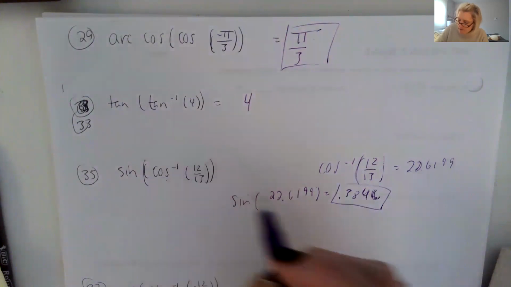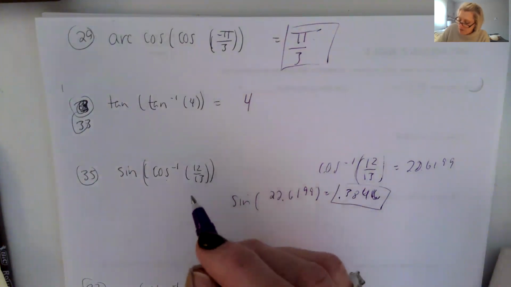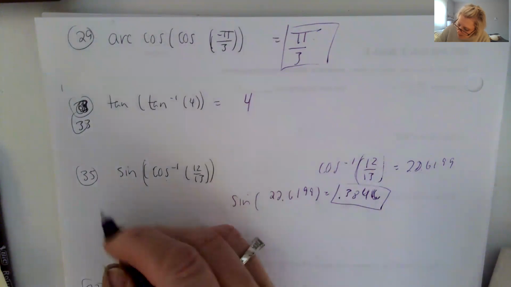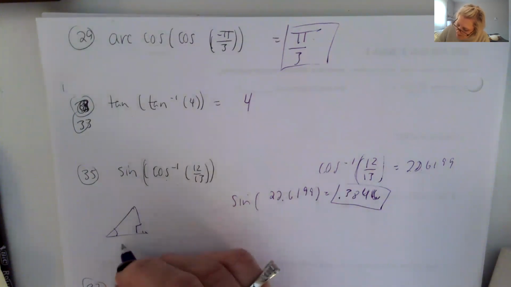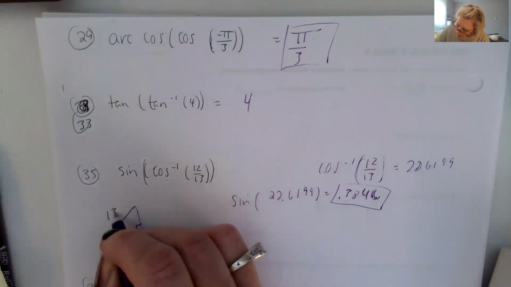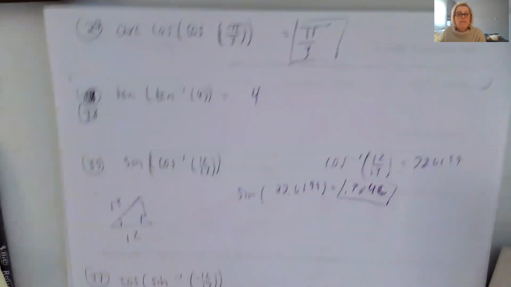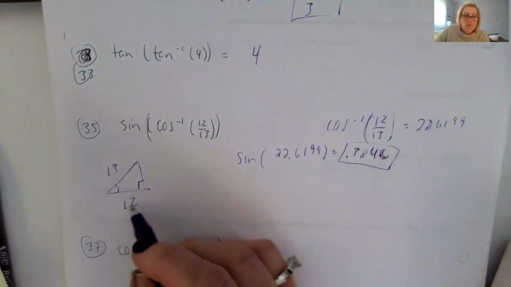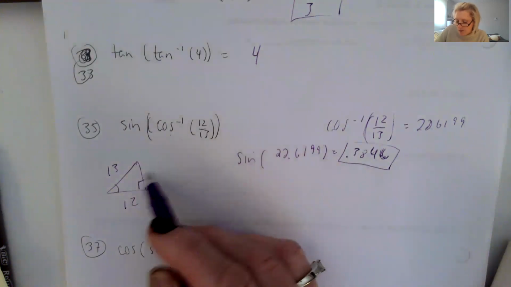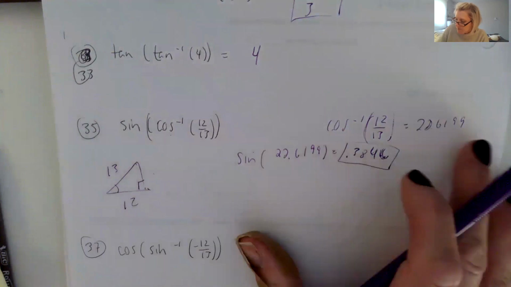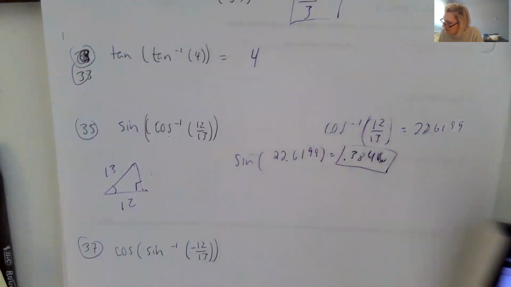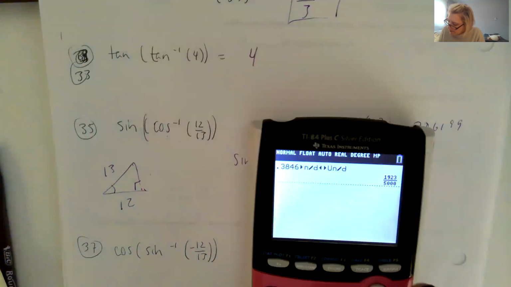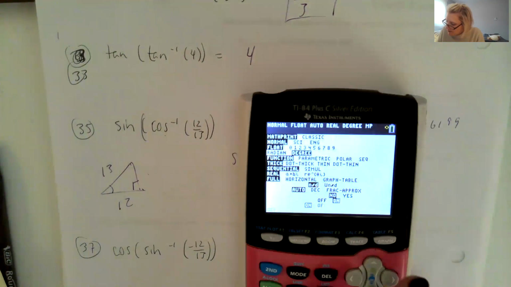So essentially, this 12 over 13, because cosine is the adjacent over the hypotenuse, we're basically just filling out our right triangle for this one. I'm just trying to show the ratio of this. Let's see if I put it in radians for just a moment.